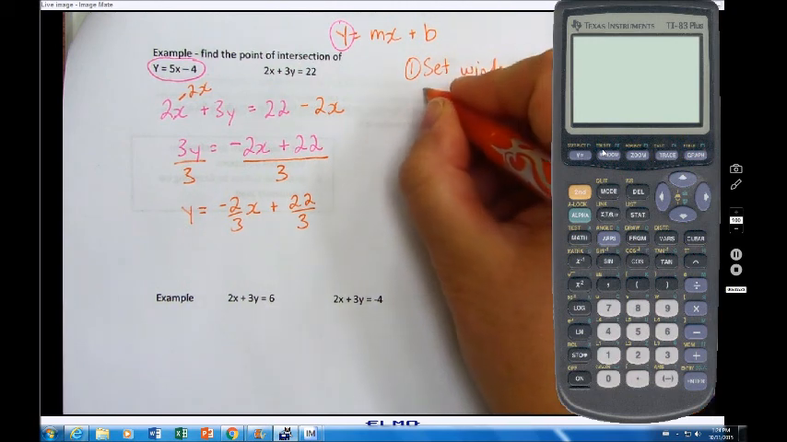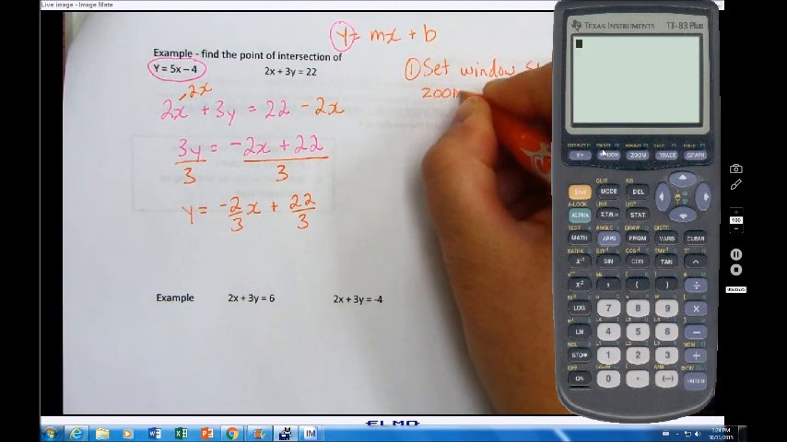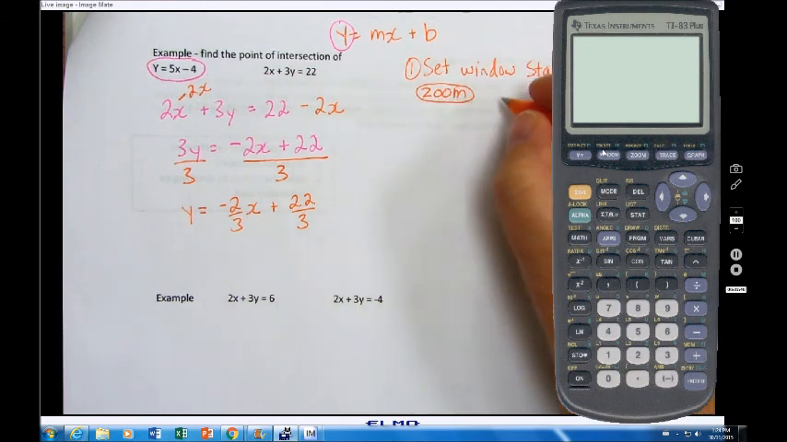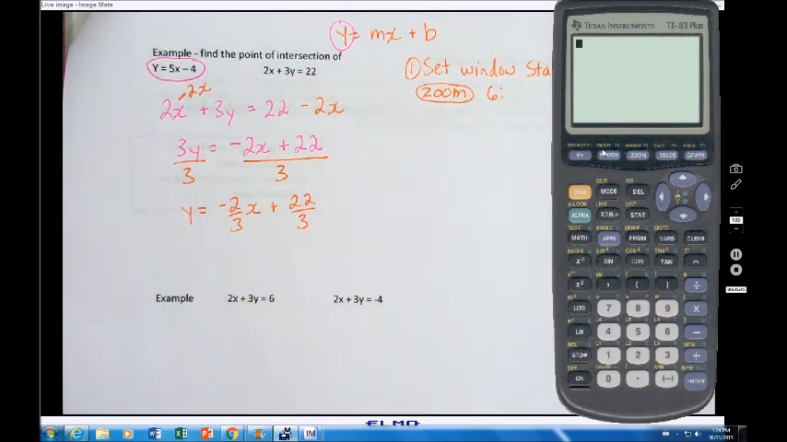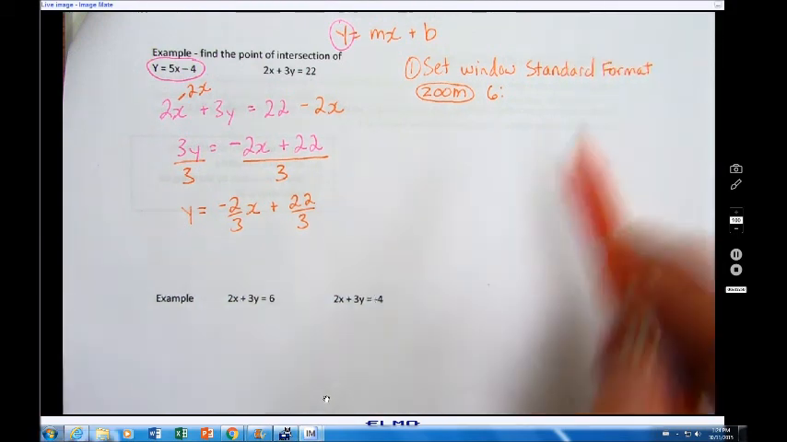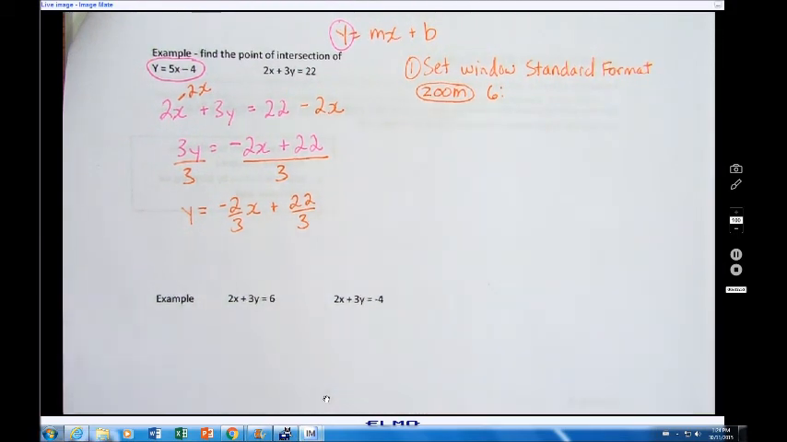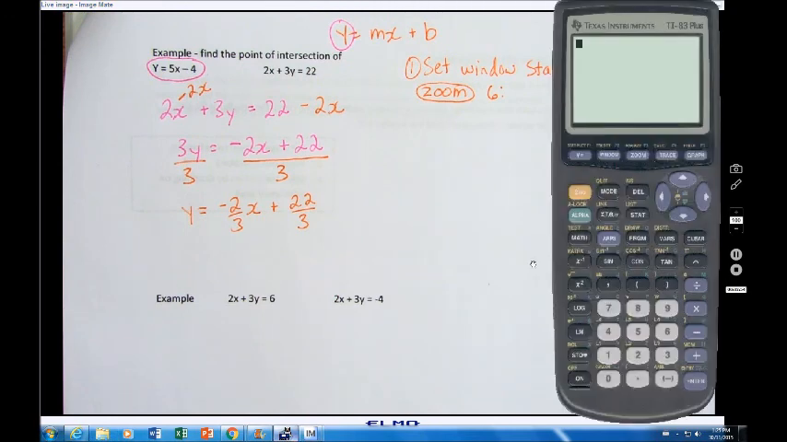Which we can get by pressing the button zoom. And then number 6 says standard. So we want it in the standard format, and zoom 6 will give it to us. So if I bring my calculator back up, if I hit zoom, there is 6, ZStandard it says. So we just want number 6. And that gives me a clear graph.